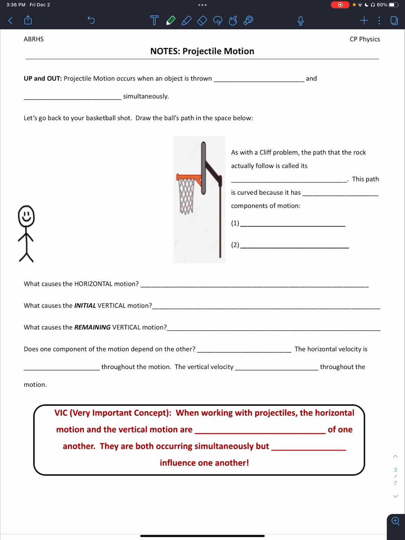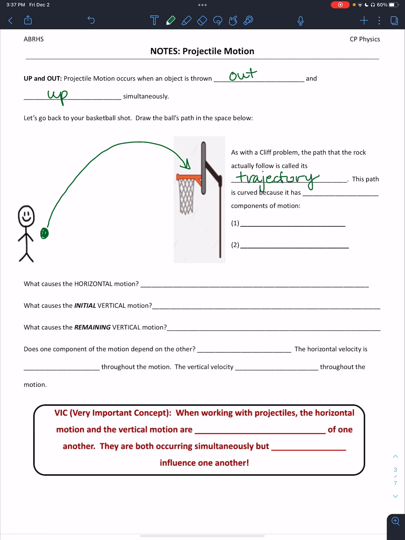So for our up and out projectile motion, this occurs when an object is thrown outward and up simultaneously. So we get both types of motion. If we go back to our basketball shot from that earlier video, the path looks something like this. As with the clip problem, the path that the ball traveled is called its trajectory. That is the same.